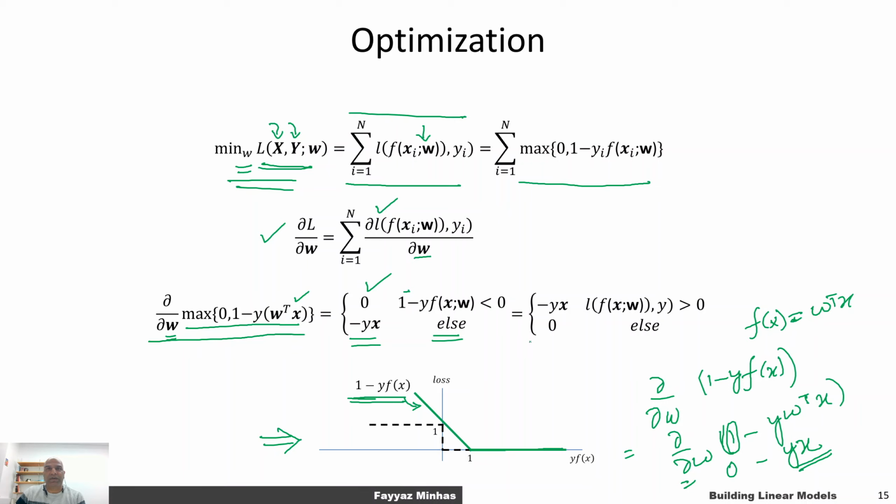So we can rewrite this. Whenever the loss function is positive or non-negative, the corresponding gradient is going to be minus y times x. Otherwise, the gradient of the loss function is going to be 0. So I welcome you to calculate this by hand and try to understand this.